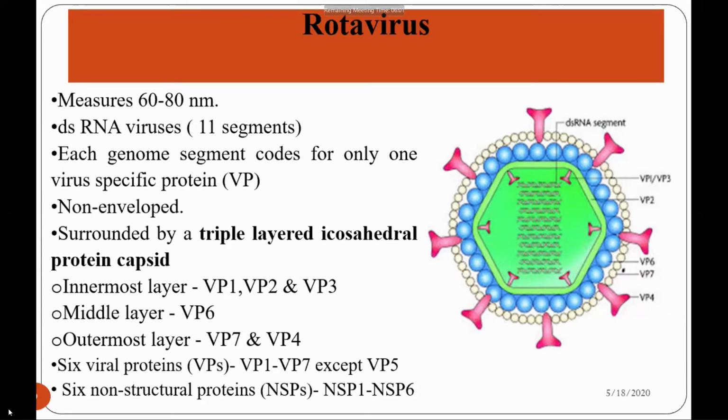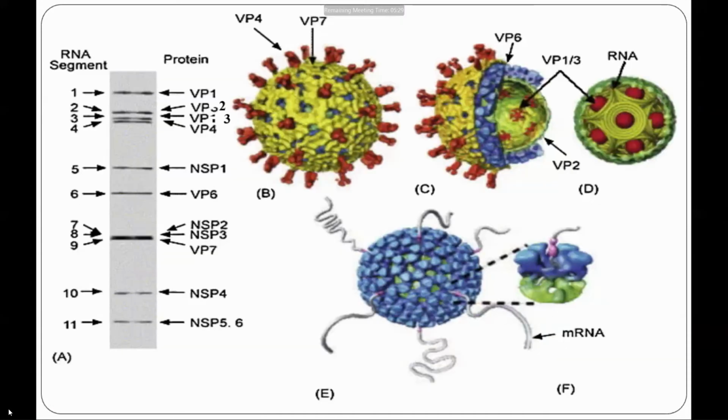Viral proteins are important, and these proteins help the virus, that is rotavirus, with its infectivity. For example, viral protein 4 forms spike-like projections which help the virus attach to the host cell receptor present in the host cell. So these viral proteins help the virus maintain its integrity, while non-structural proteins have other functions. This picture is the electrophoresis of the RNA segments, or RNA genome, of this rotavirus.